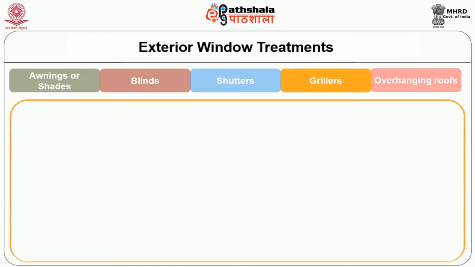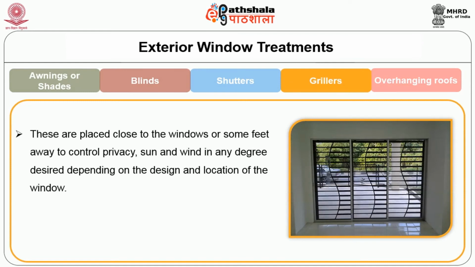Grillers and fences. Grillers and fences are placed close to the windows or some feet away to control privacy, sun and wind in any degree desired depending on the design and location of the window. They are made of masonry, wood, plastic or aluminum.